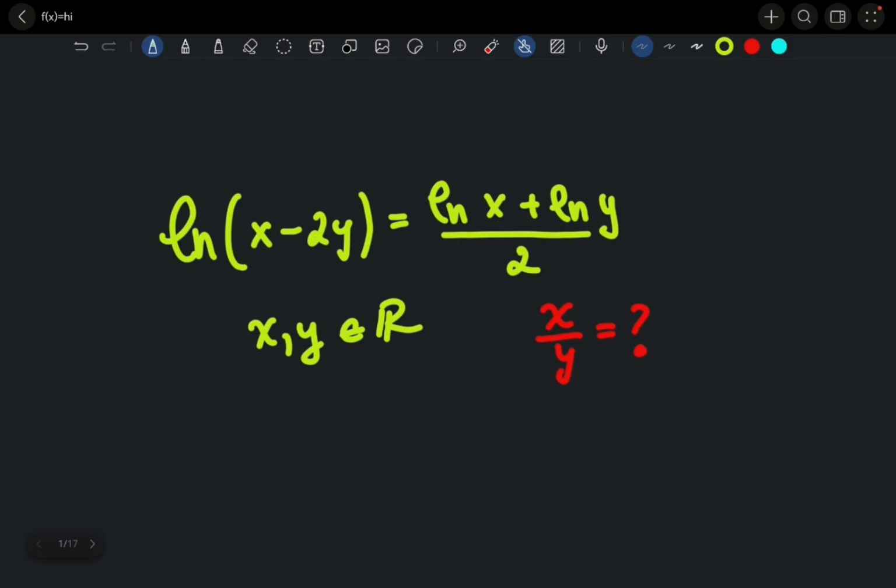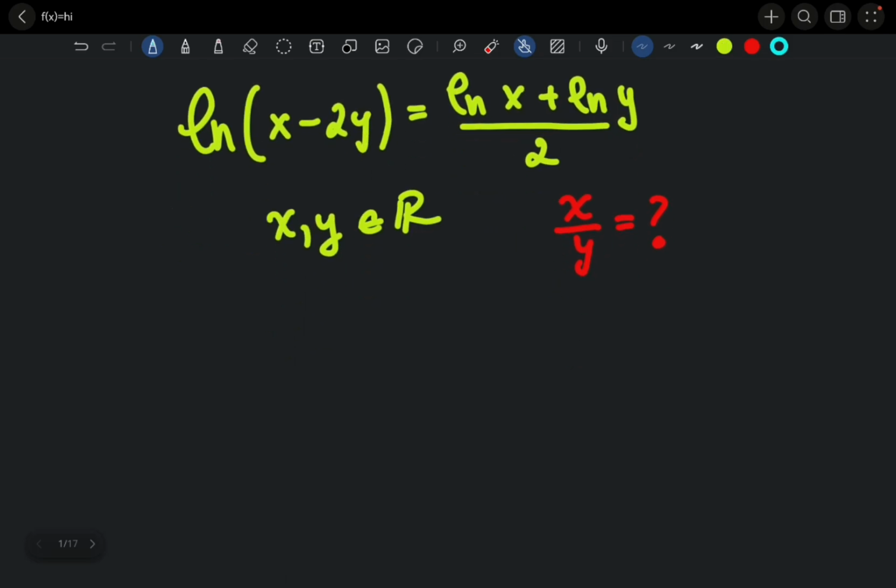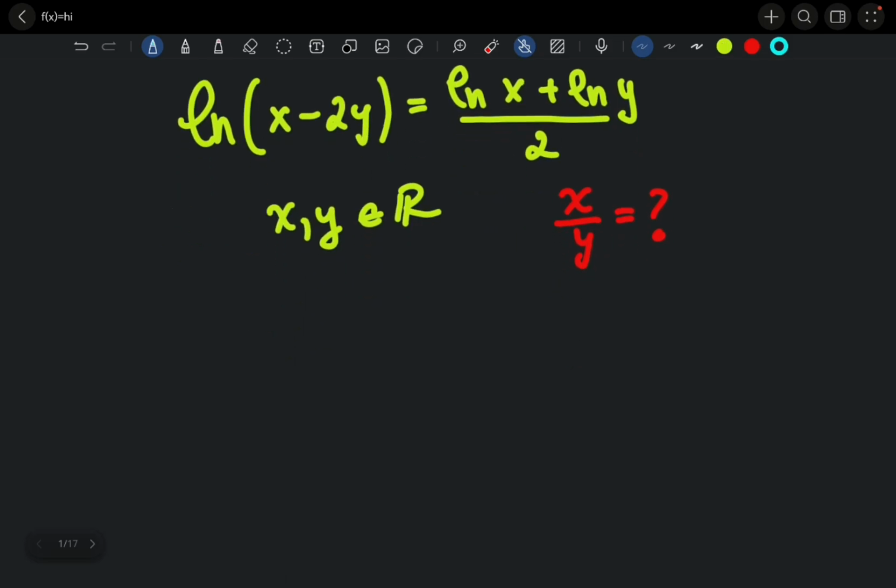Well, as a first step, let's simplify the right hand side. Our expression will become, on the left hand side, the natural log of x minus 2y, and on the right hand side, the natural log of x plus the natural log of y is equal to the natural log of x times y, over 2.